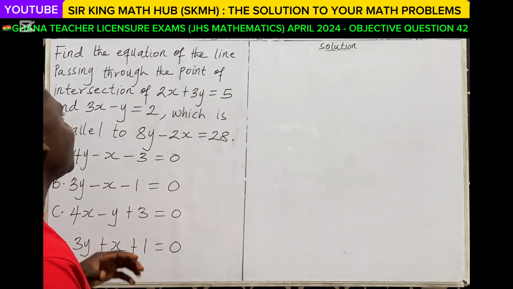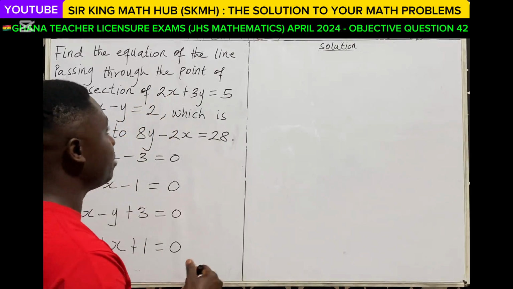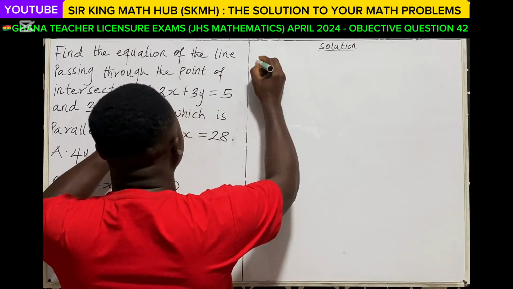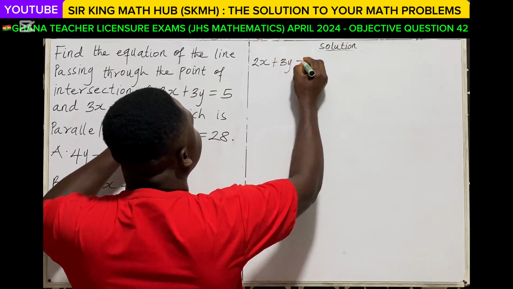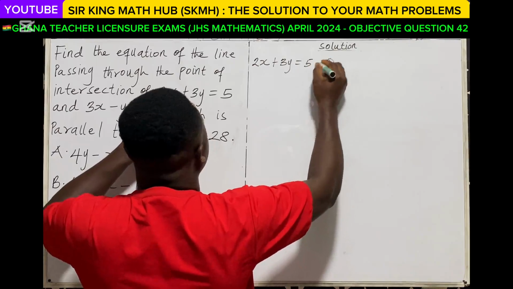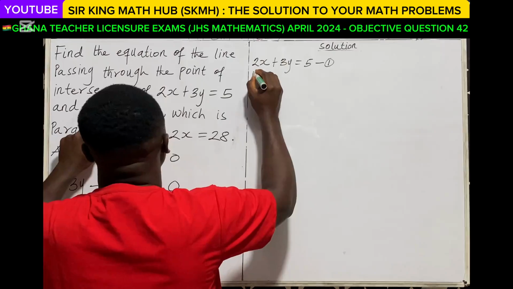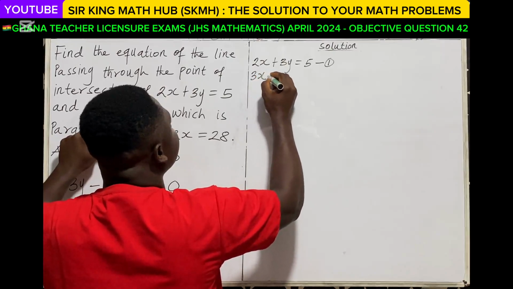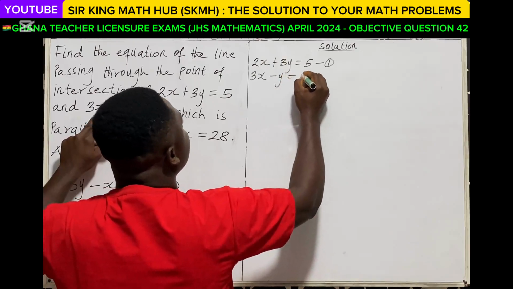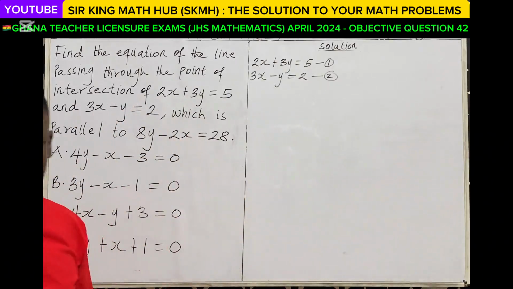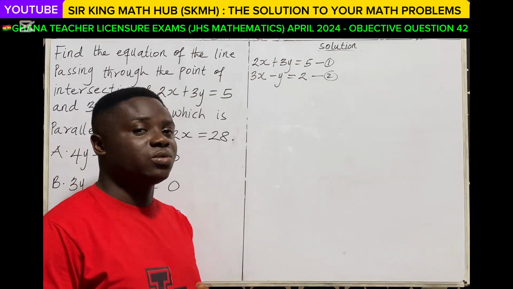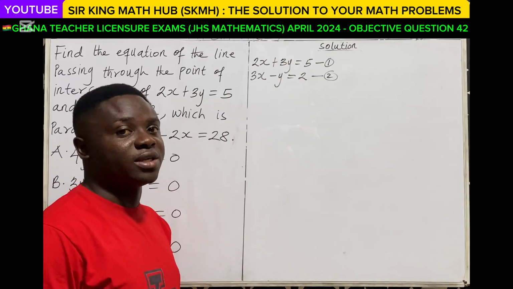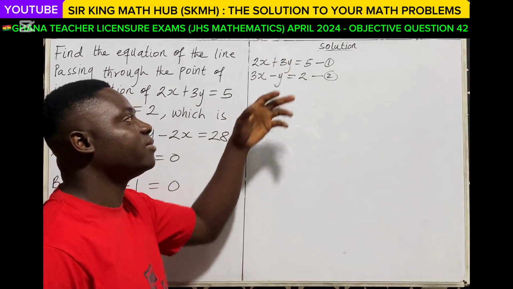We know that this particular line passes through the intersection of these two lines. So I'm writing the first line here. The first line is 2x plus 3y is equal to 5. So I'm naming this as equation 1. The second line has the equation 3x minus y is equal to 2. So this will be our second equation. So now we know that the line that we are looking for passes through the intersection of these two lines. So let's find the point of intersection of these two lines.